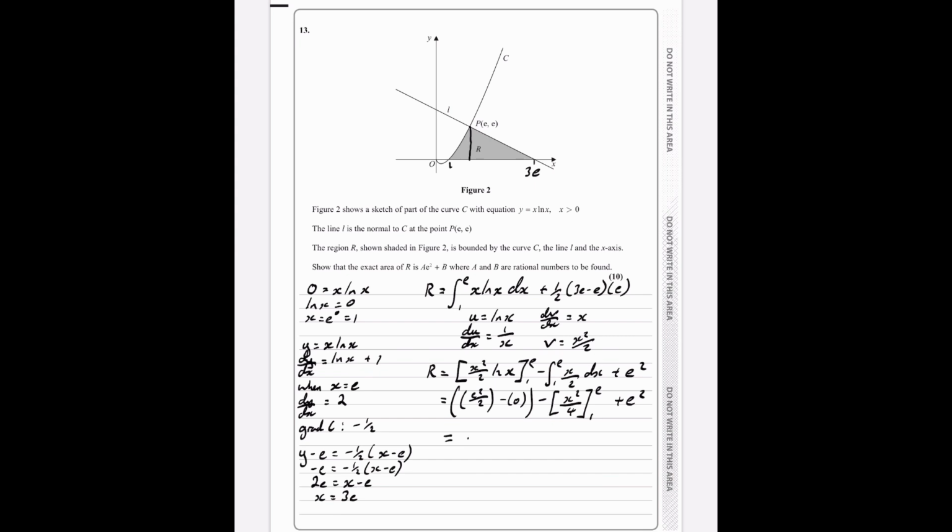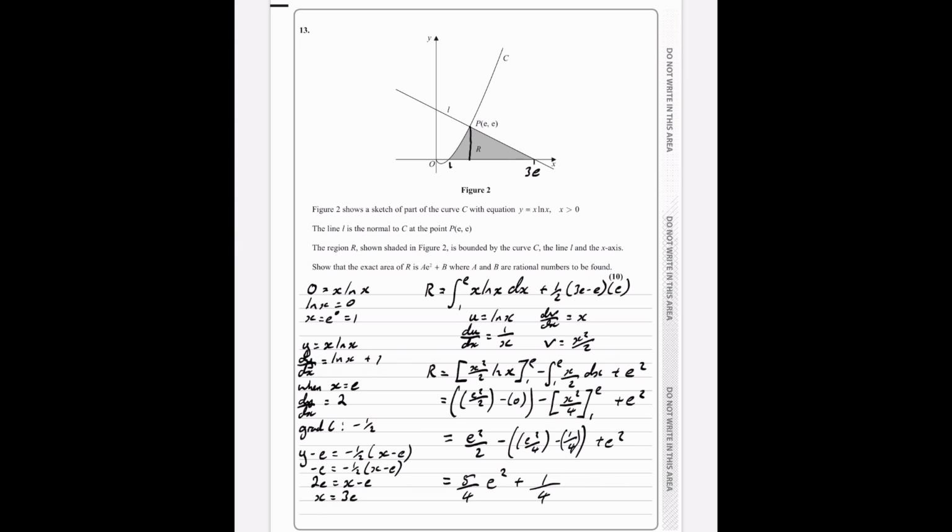So we now have, it's just simplifying and calculating everything is all that remains. So we've got e squared over 2 from the first bit, and then we're going to substitute e into x squared over 4 and 1 into x squared over 4. And then we have the e squared from the triangle. And doing e squared over 2 minus e squared over 4 plus e squared will give us 5/4 of e squared, and we're subtracting negative 1/4, so that's going to be 5/4 e squared plus 1/4 for the total area of that region R.